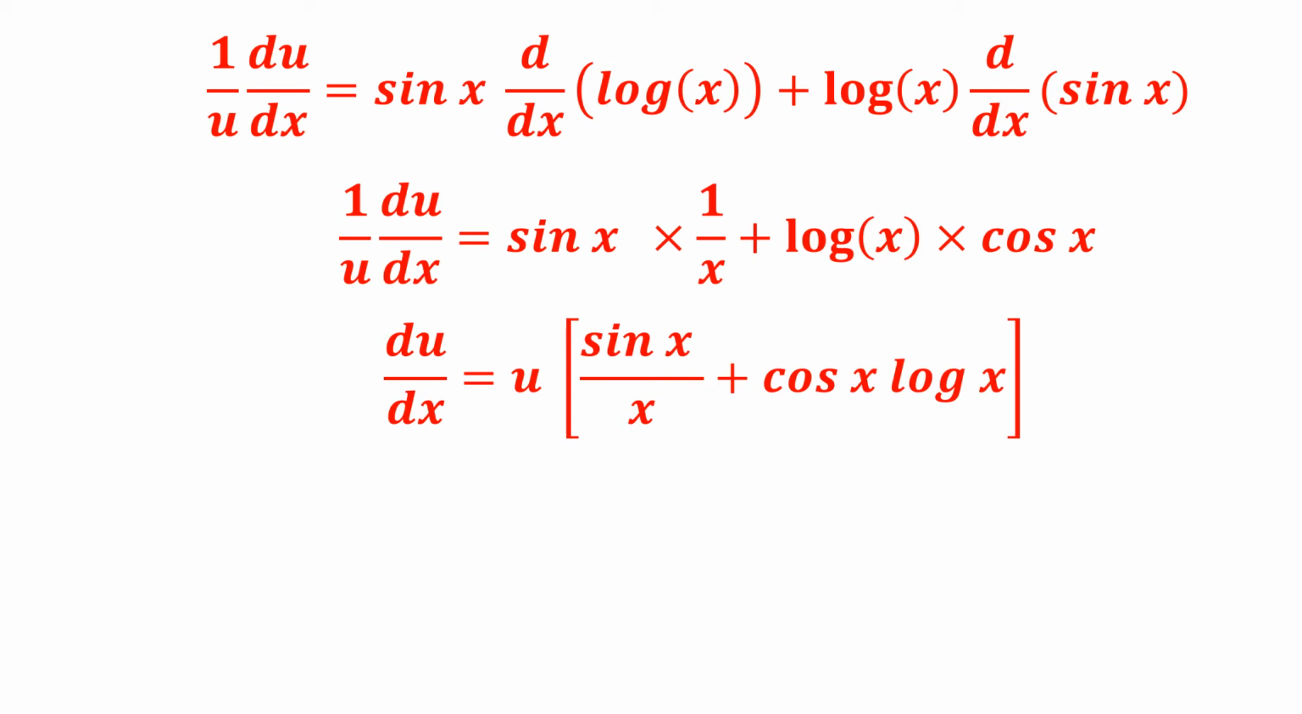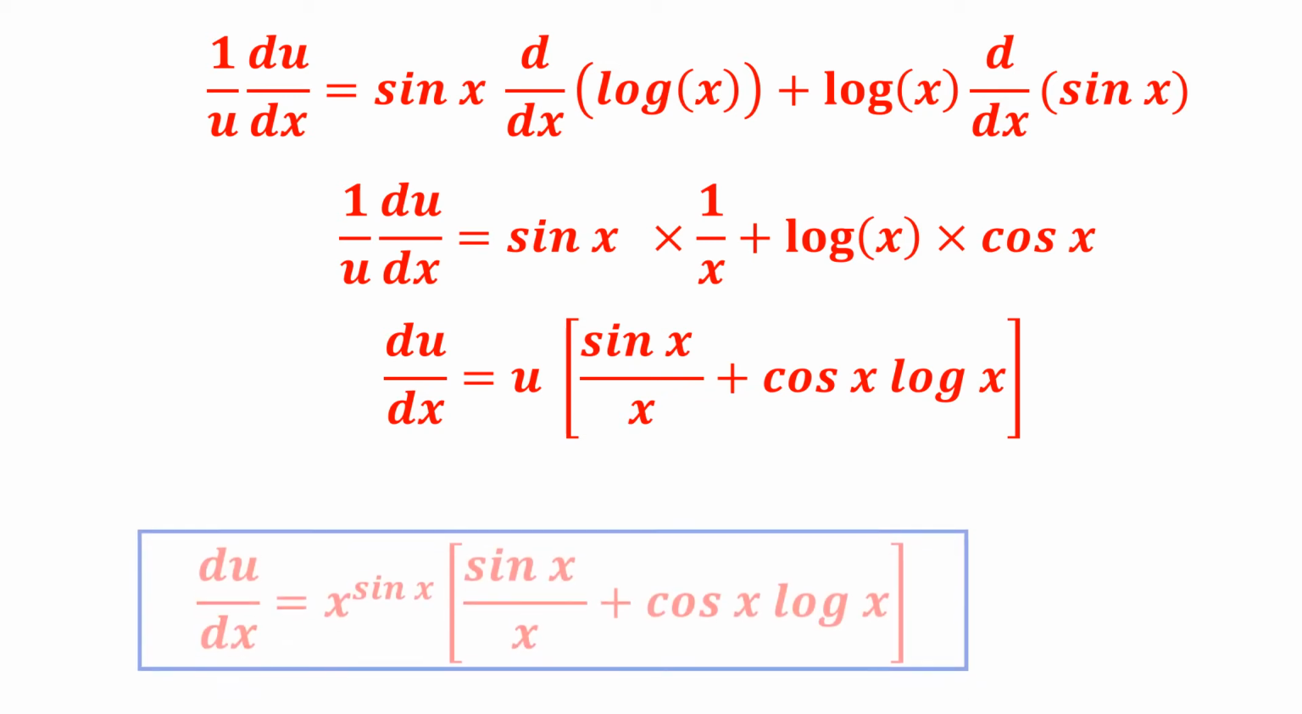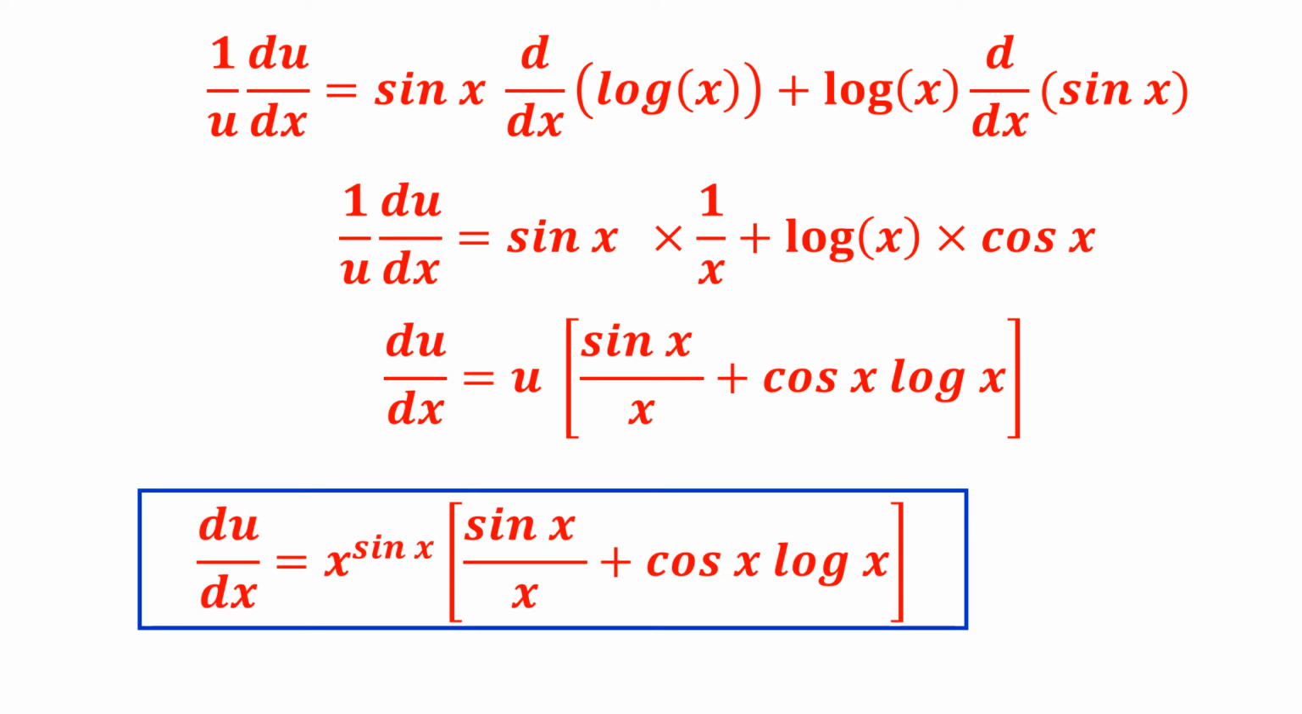Push that u to the right hand side. Now you substitute for u, that is x power sin x. Therefore du by dx is x power sin x into sin x by x plus cos x log x. You can take LCM also if you want. We call this equation number 2.